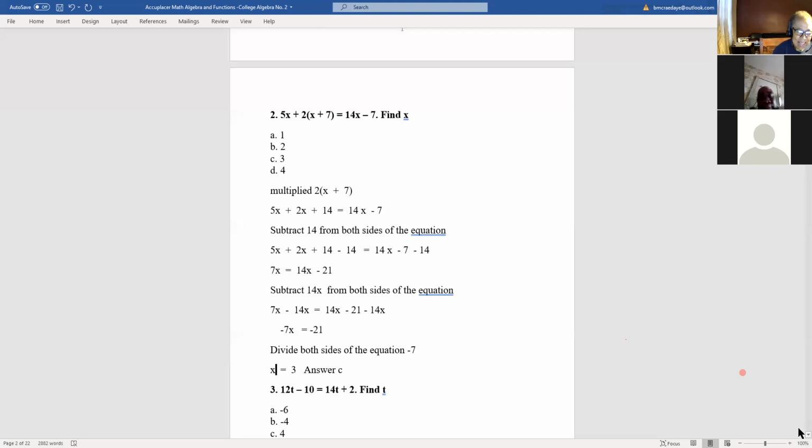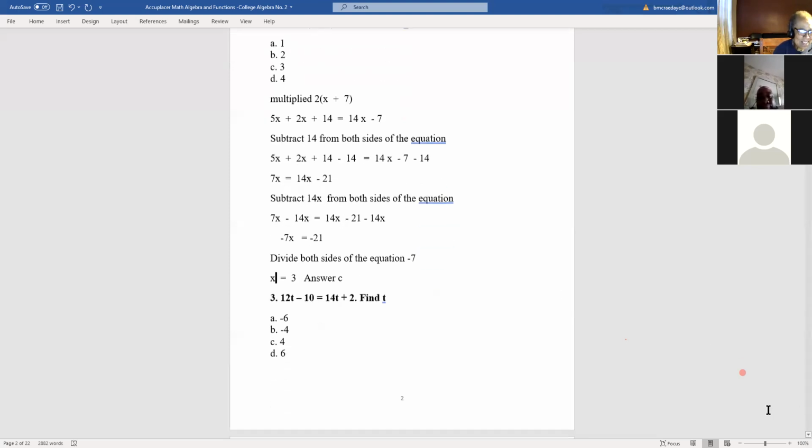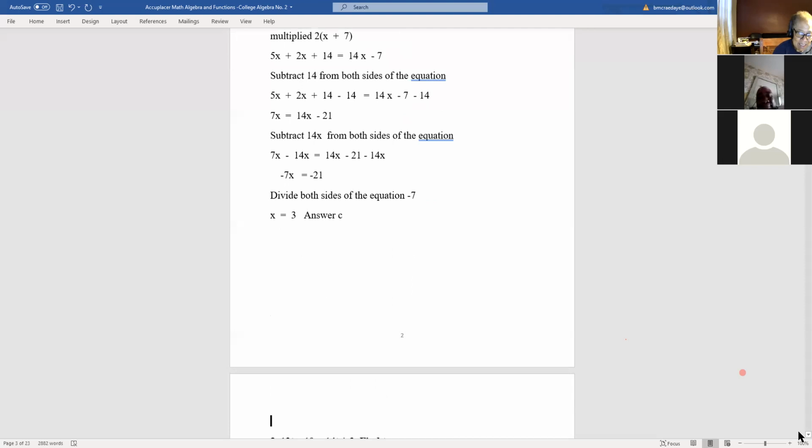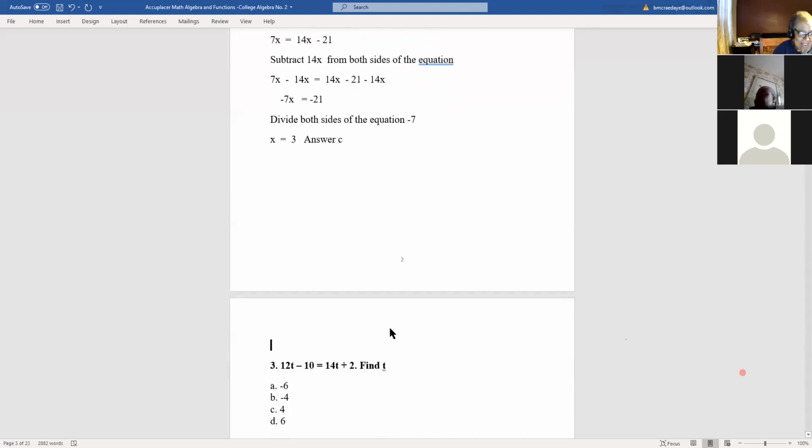Oh God, algebra is a hot mess. You're doing good, Latoya. Keep it up. Now, find t. This one you could do mental math, right? 12t minus 10 equals 14t plus 2.